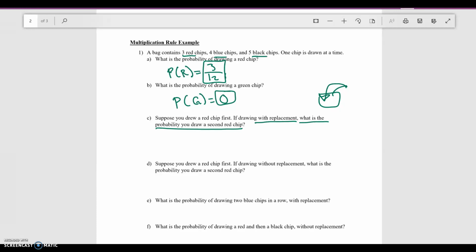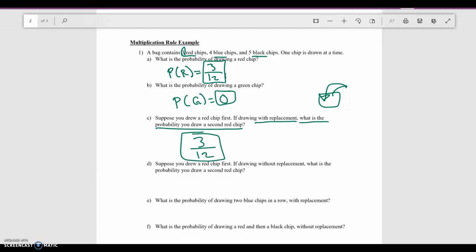So that means I haven't changed the number of chips that I have. So I still have 12. Now, what is the probability that you draw a second red chip? Well, I haven't changed the number of red chips that I've had, so this is still going to be 3. So it's still going to be 3 out of 12.